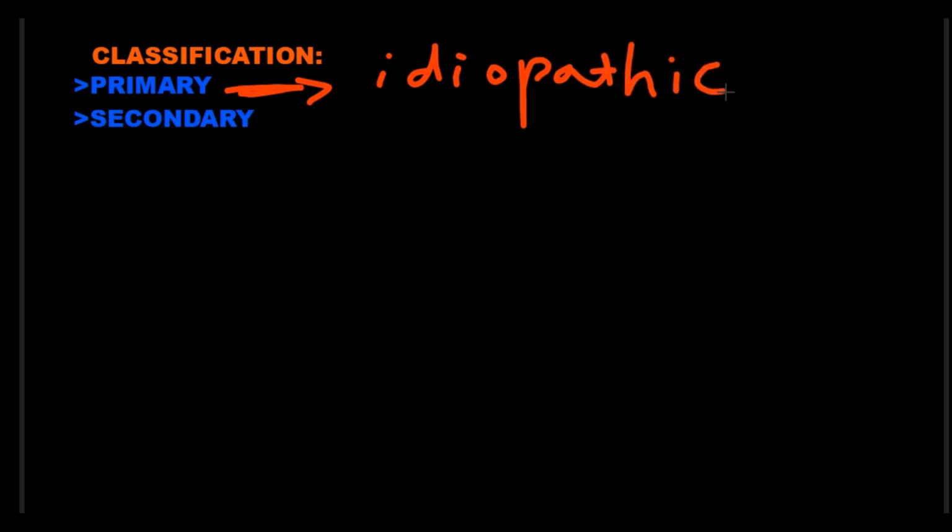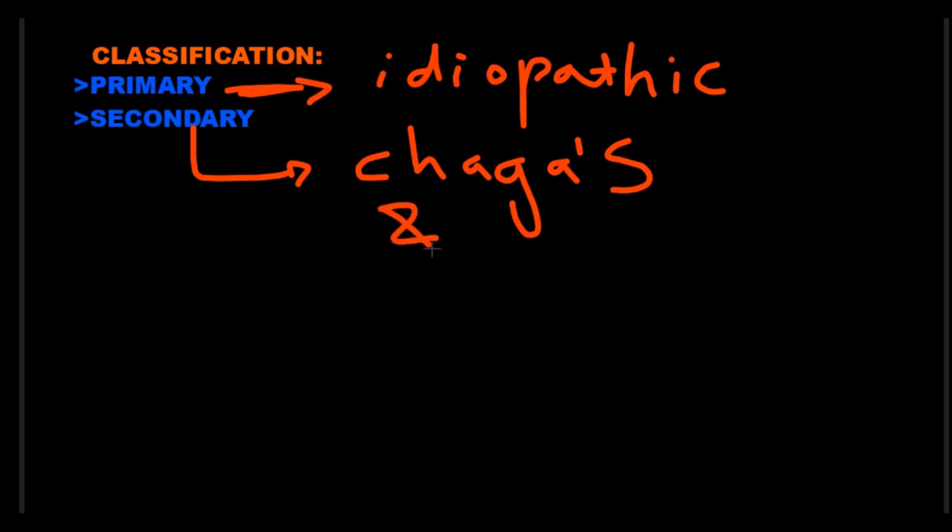Achalasia Cardia is classified into primary and secondary. Secondary is also known as pseudoachalasia. Primary is when the Achalasia Cardia's cause is not known, that is, it's idiopathic. Secondary Achalasia Cardia is when we know the cause, for example, in case of Chagas disease and malignancies.